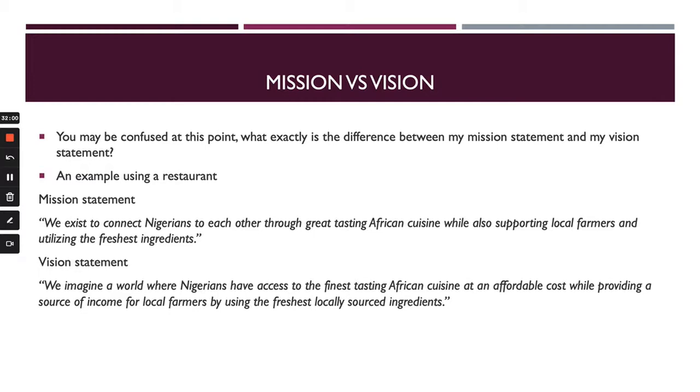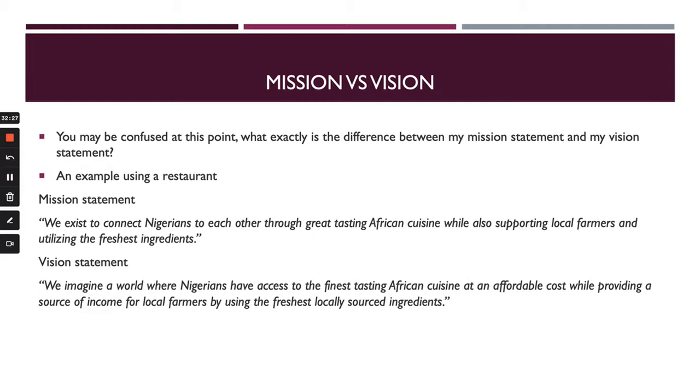So what makes this mission statement different from their vision? Because it looks like that's what they want to be doing in future. But their vision statement is different. Let's read that. We imagine a world where Nigerians have access to the finest tasting African cuisine at an affordable cost while providing a source of income for local farmers by using the freshest locally sourced ingredients.